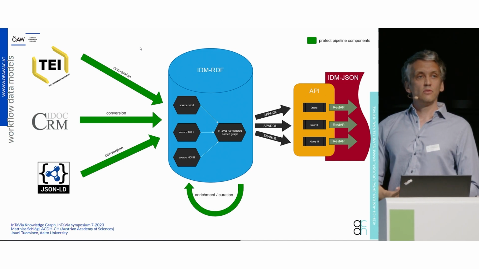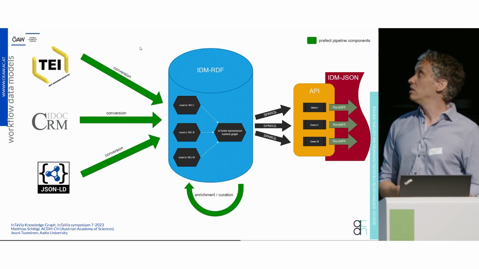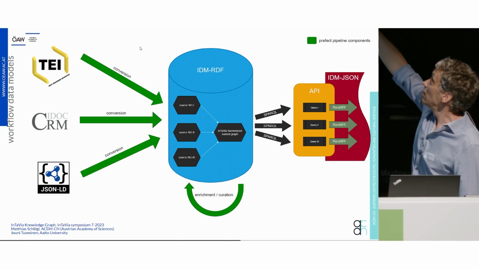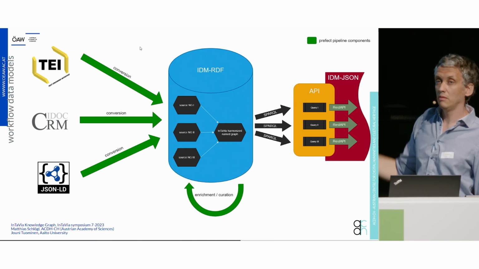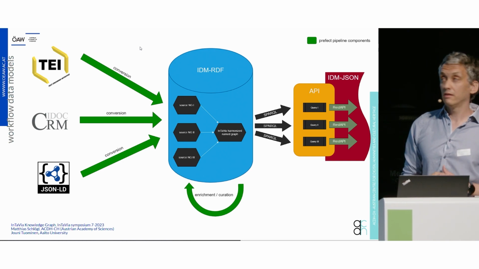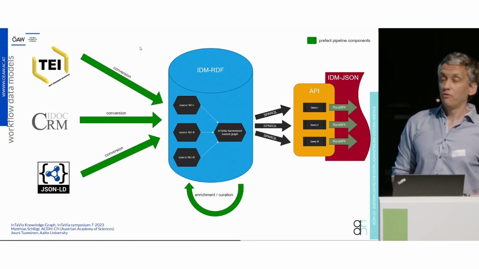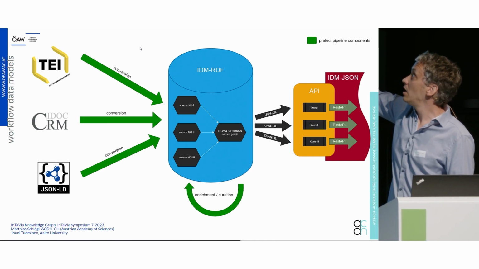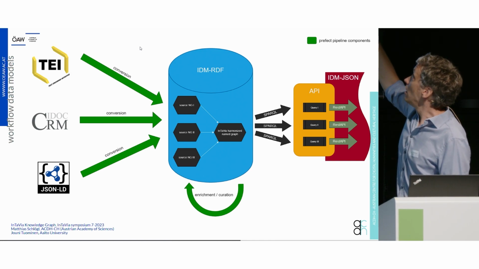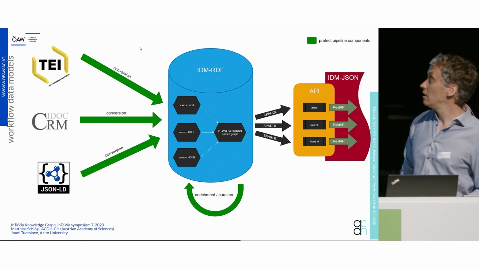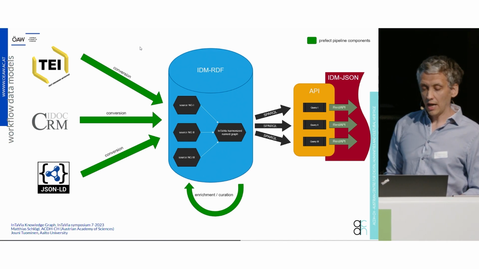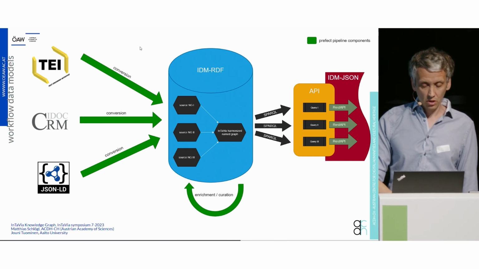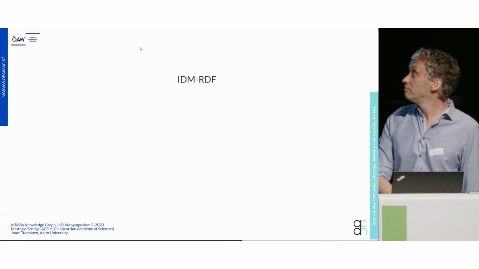Then, as I already said, we are using this Jinja templating engine to create SPARQL templates. On the right side, you see this orange part. This is the REST API. So when somebody requests data from the REST API, this is transformed into a SPARQL query that hits the IDM RDF database and then converts the data that it gets back into the IDM JSON format, which then goes to the user, basically the front end.